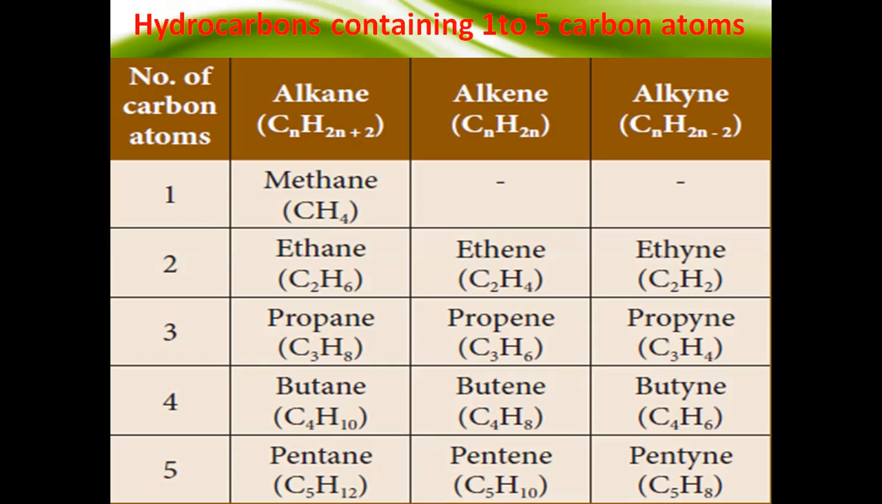So we put n equal to 2 because this has a double bond. Okay. So the first one is 2, so C2H4. Ethene, propene, butene, pentene. Okay.